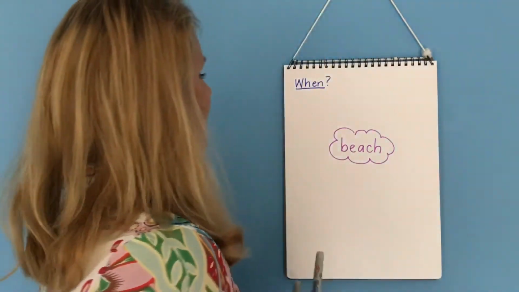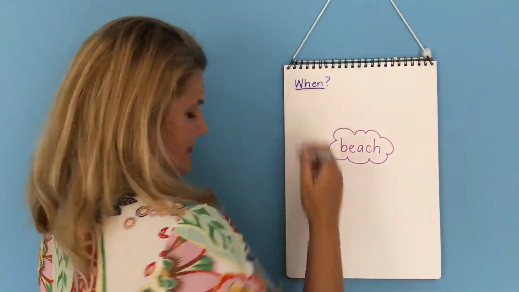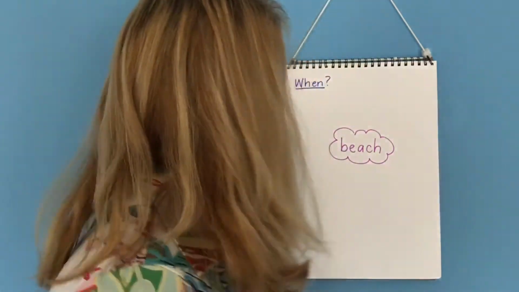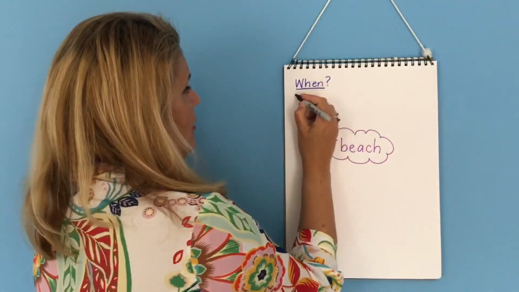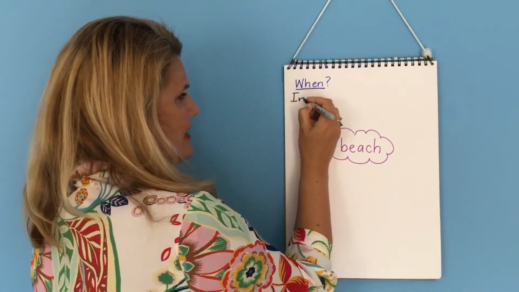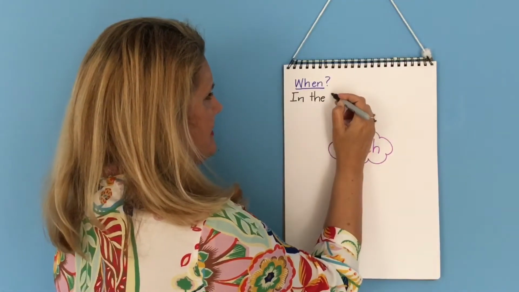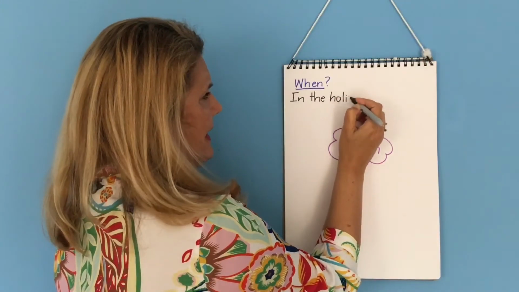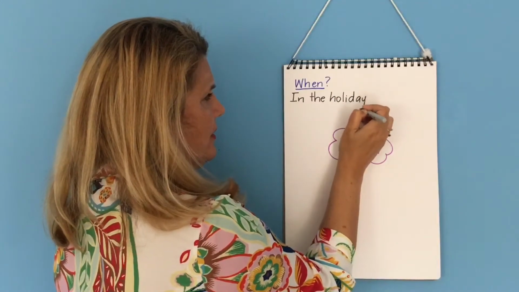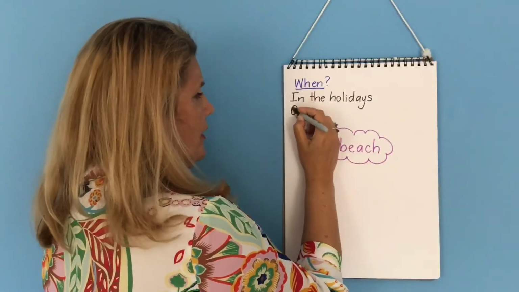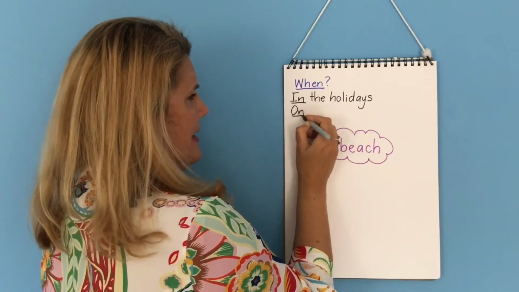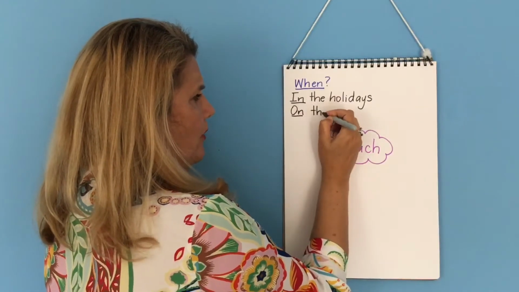Did you go to the beach? Maybe, I don't like that pen, use another one. We need something dark like black. Did you go in the holidays? We don't say on the holidays. People get that mixed up. So maybe in the holidays I went to the beach. Or maybe it was on the weekend. Notice the difference here, in the holidays, on the weekend.